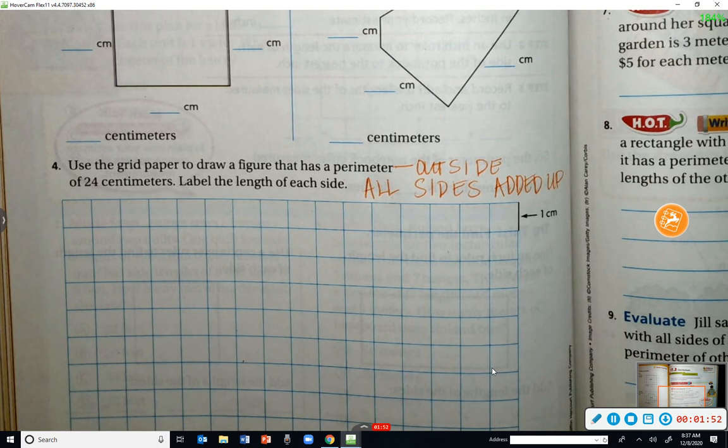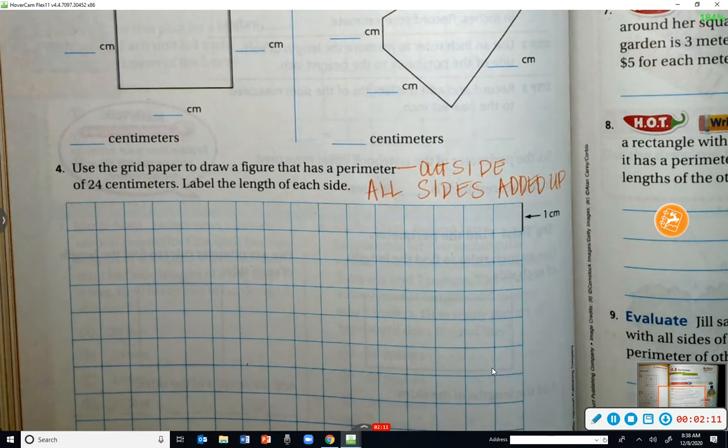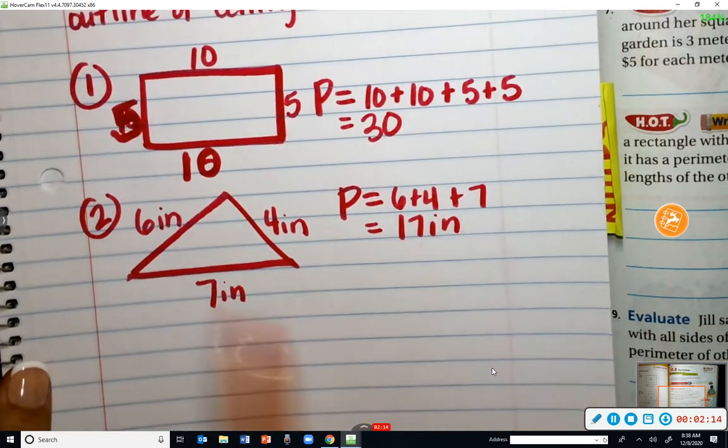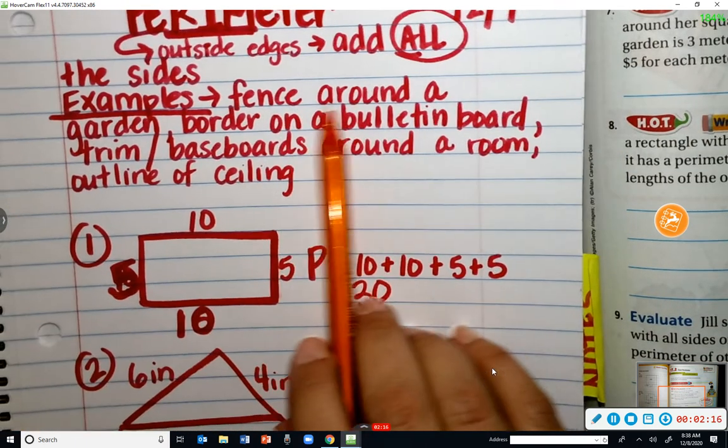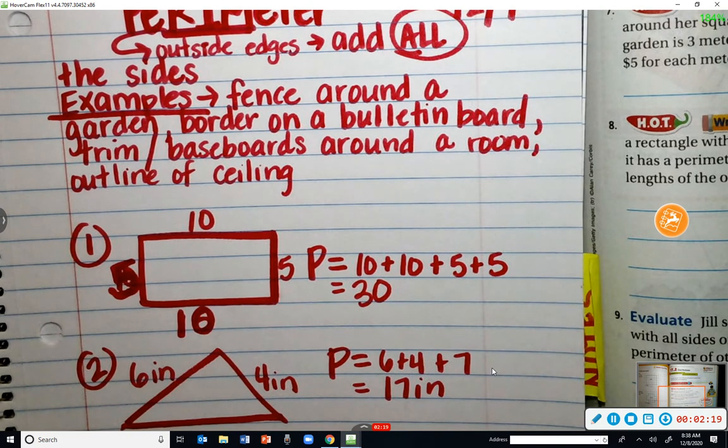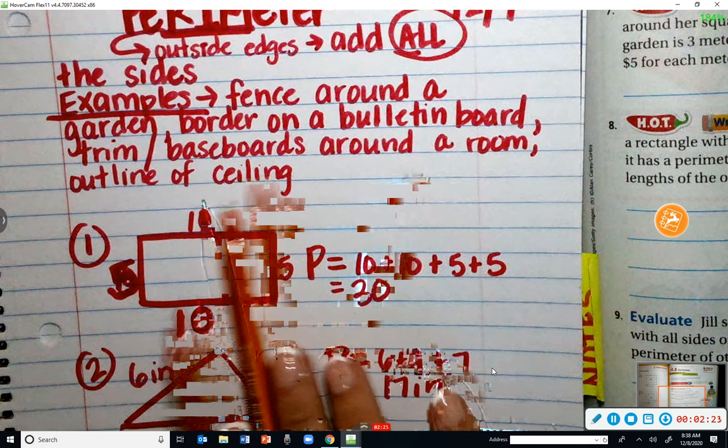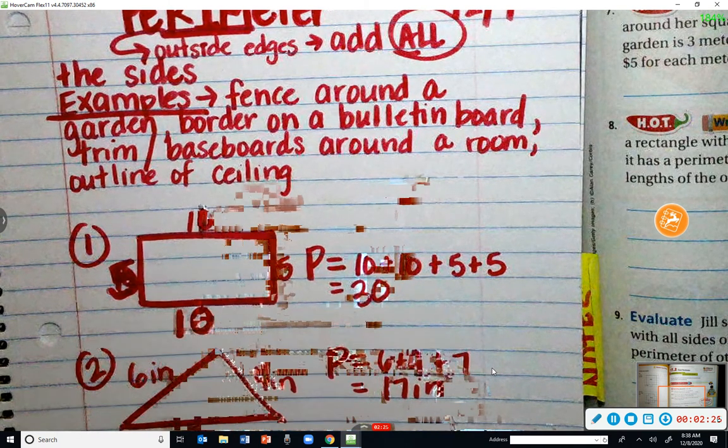Like, so you could use measuring tape. If you have a flower garden, like Annie and Moby did, you can measure that. Okay, so if you were to measure around a garden, maybe you were putting up a fence. Okay. So we put that yesterday. Fence around a garden. Border on a bulletin board. The trim or baseboards around a room. The outline of a ceiling.